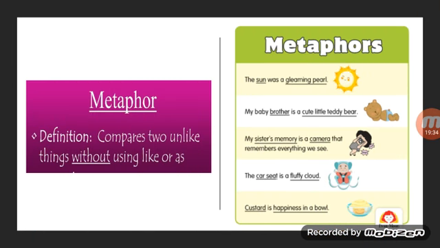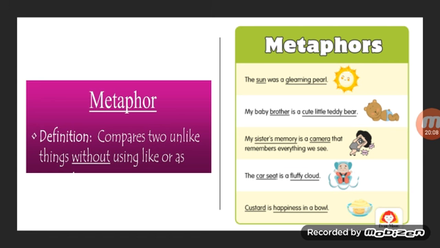Now comes metaphors. So let's read about metaphors. Metaphor compares two unlike things without using like or as. In the starting, you have studied that simile is a poetic device which compares two things by using like or as. Now, metaphor is the opposite of simile. It compares two unlike things without using like or as. It does not use like or as.